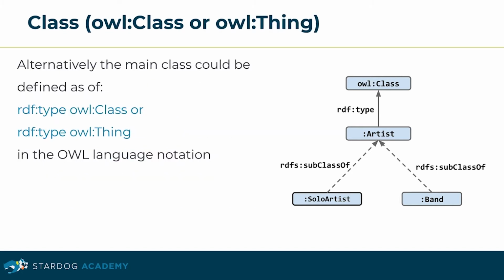Another thing is that the main class of an ontology could be defined as of type owl:Class or owl:Thing as well. And these terms are both defined in the OWL language notation, and Stardog supports both of these.